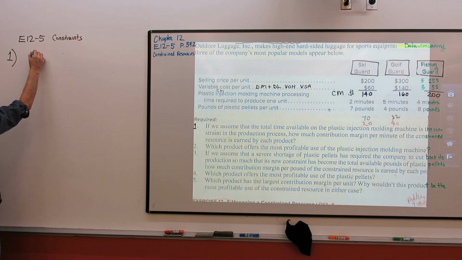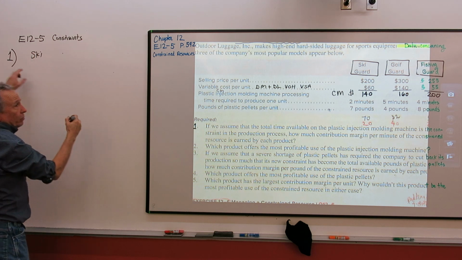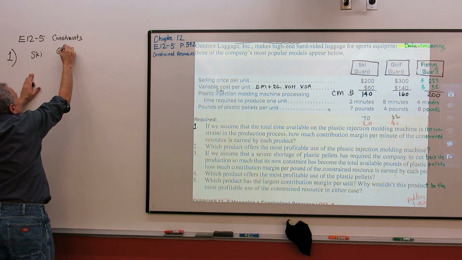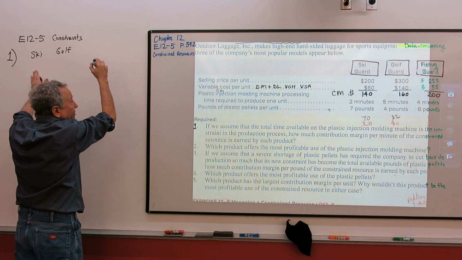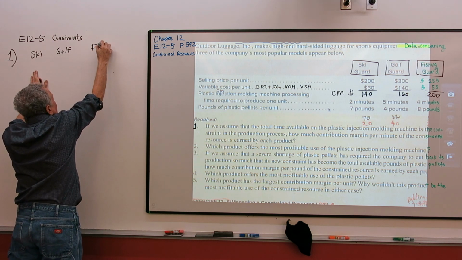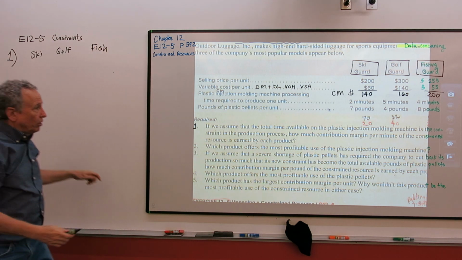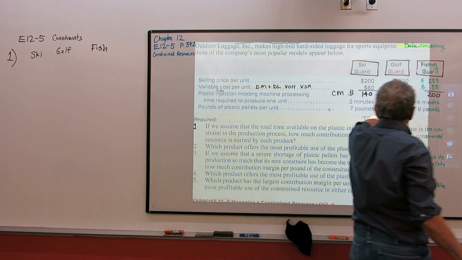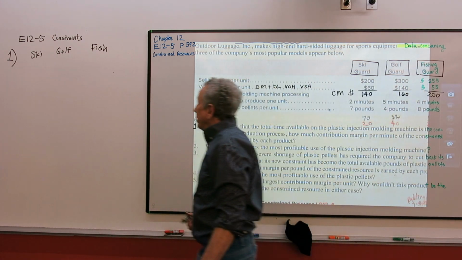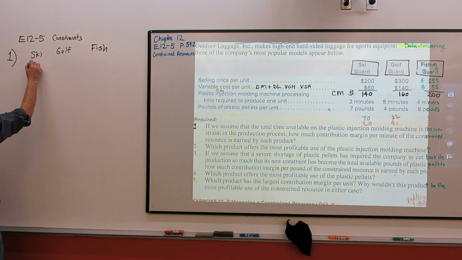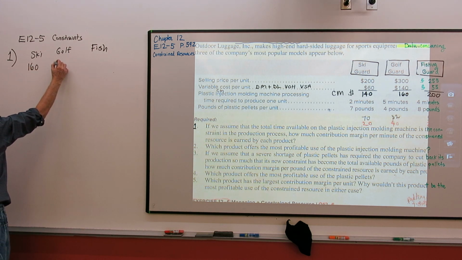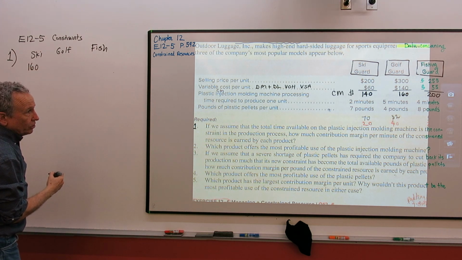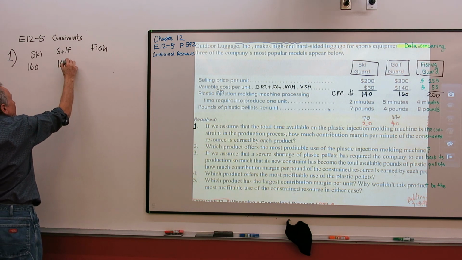We have the ski guard, the golf guard, and the fishing, and we know that the contribution margin is 140, 160, and 200. That's what we make. Every time we sell a ski guard, we make $160. With a golf guard, oops, I think I just did that wrong. The golf guard makes $160.